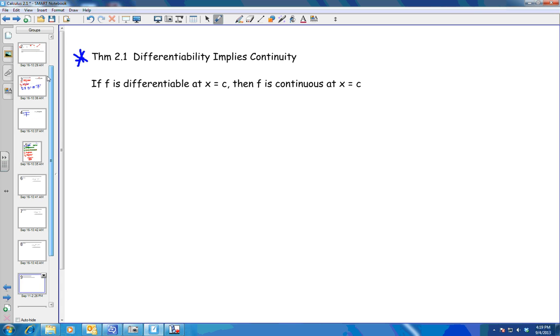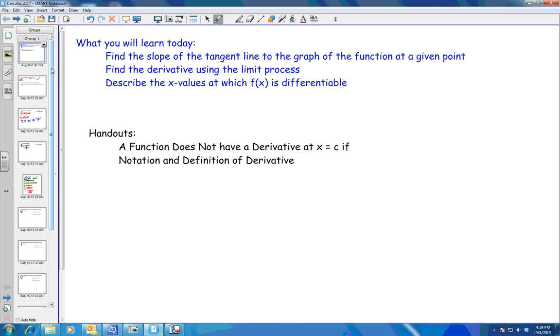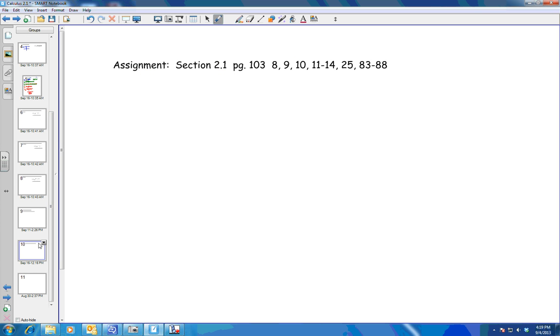All right, I believe your assignment, oh, it's not. I will write down your assignment. Oh, it is. Section 2.1, there's the numbers that you're going to do. Okay, make sure you follow the directions.